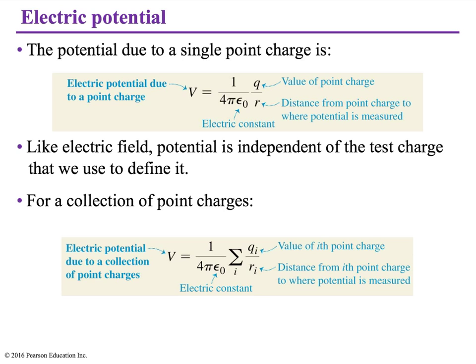Thinking about what we just said, V equals U over Q, we can have an expression for the potential of a point charge. It's just going to be 1 over 4 pi epsilon, Q over R. Notice our Q naught is missing. And if you have a collection of point charges, you simply add all the potentials together. They add up just as scalars would add up.